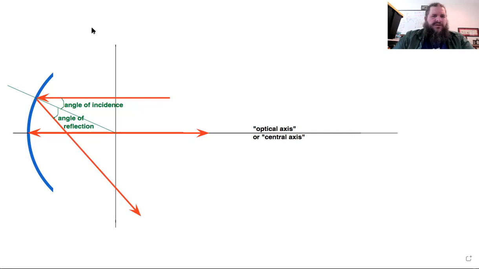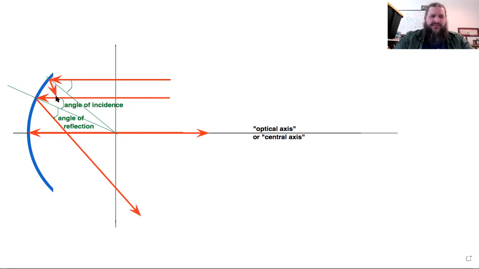And if we put in another ray of light, let's say we have another ray that's higher up. This ray of light is going to hit the mirror here. We can draw in another normal line at this new location. And again, for a spherical surface, every normal line is going to be passing through the center of the sphere itself. This one makes a larger angle of incidence, and it's going to make a correspondingly larger angle of reflection.